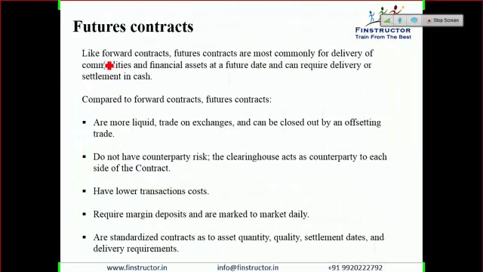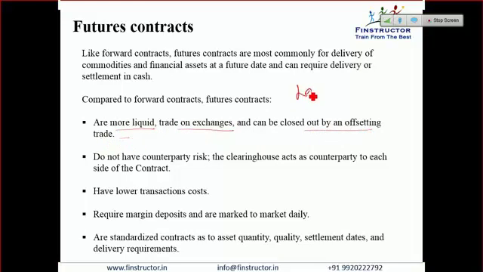So like forward contracts, futures contracts are most commonly for delivery of commodities and financial assets at a future date and can require physical delivery or settlement in cash. Compared to forward contracts, however, the payoff is exactly the same. Everything else is exactly the same. But compared to forwards, futures contracts are more liquid, trade on exchanges, and can be closed out by an offsetting trade. What is this offsetting trade?